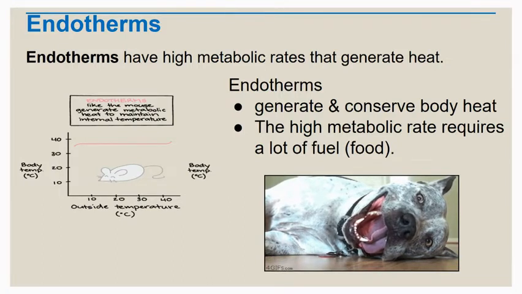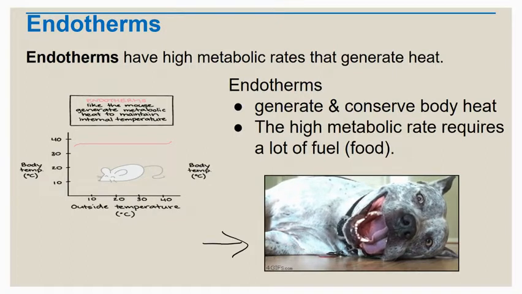Okay, endotherms, again, think about in the summer when we're overheating, we're going to have a system that helps us release that. We go ahead and sweat. You might see how dogs, when they pant, are actually releasing excessive heat. That is their version of sweating, how they release excessive heat.